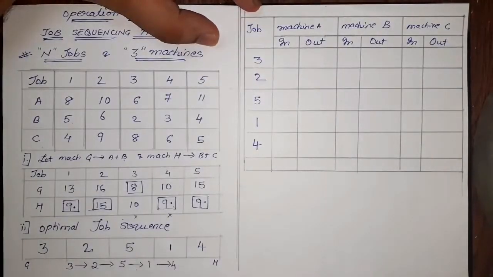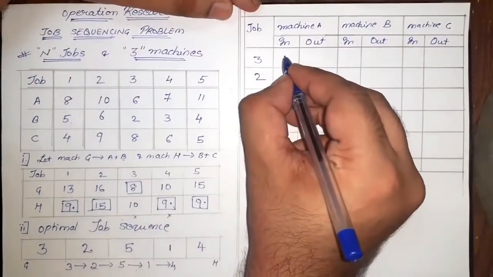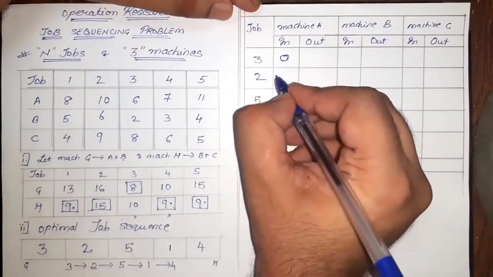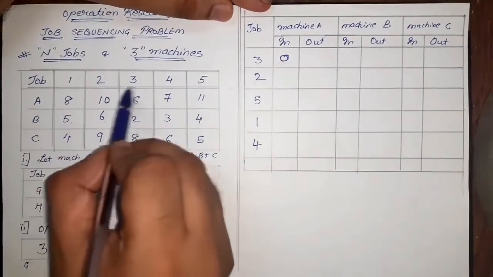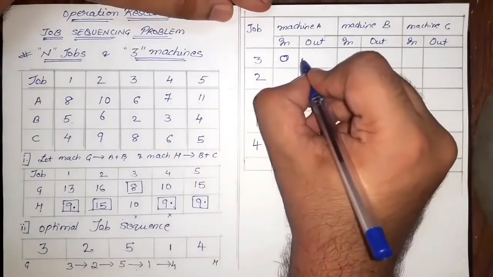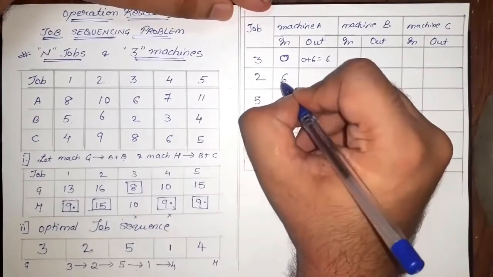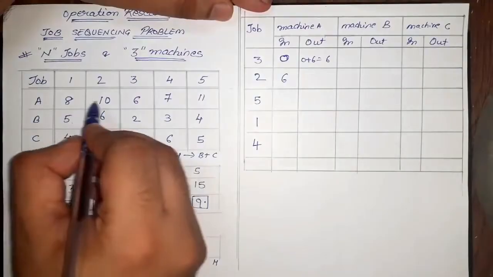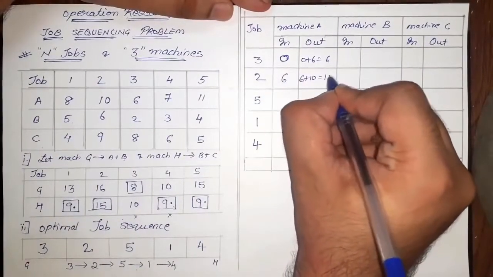So now let us start solving and see how we can solve this. First, the in time of the first machine will always be 0. Now machine A represents job number 3. Job number 3 states 6 hours. So your out time becomes 0 plus 6, which is 6. We bring it down. This is job number 2. In job number 2, machine A is taking 10 hours. So your out time will be 6 plus 10, which is 16.